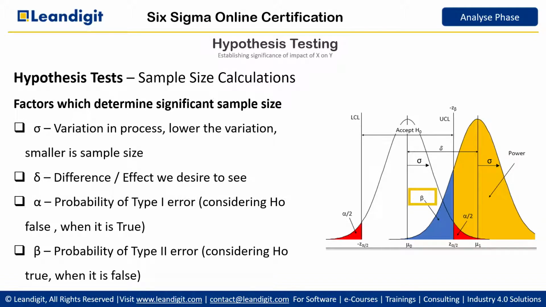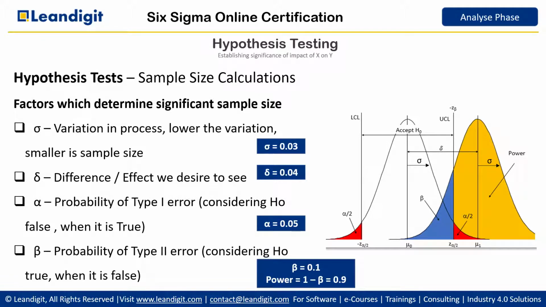Let us take an example. The standard deviation of the process B is 0.03, the delta is 0.04, alpha is 0.05, and beta is 0.1, therefore power, which is 1 minus beta, is equal to 0.9.